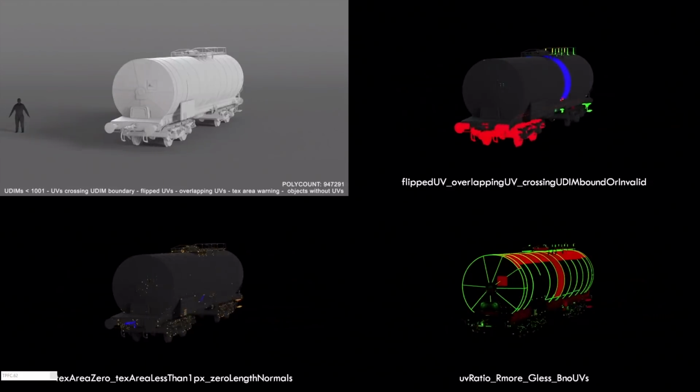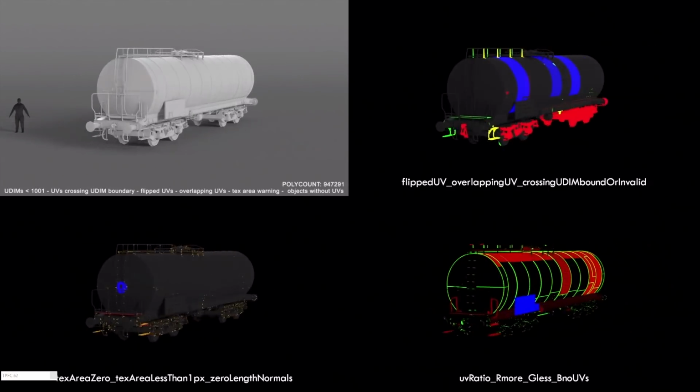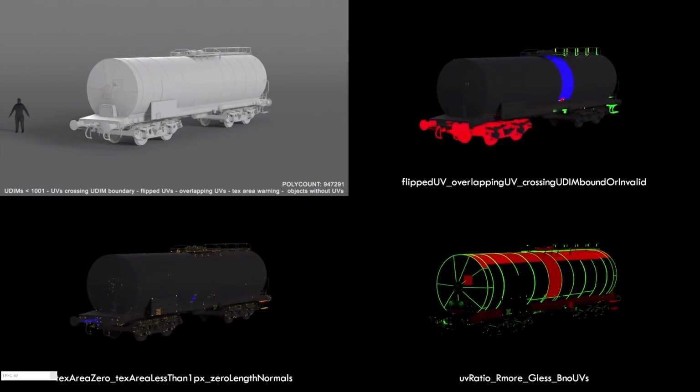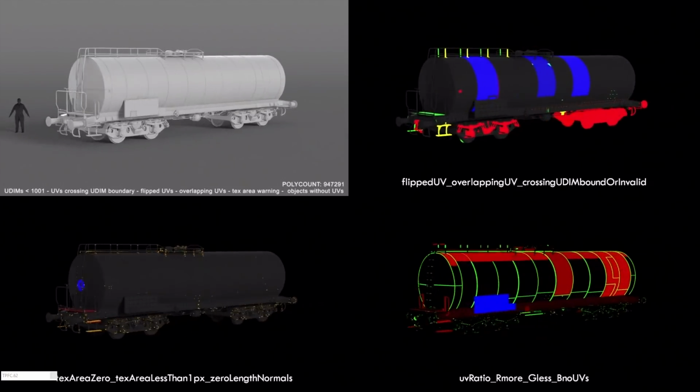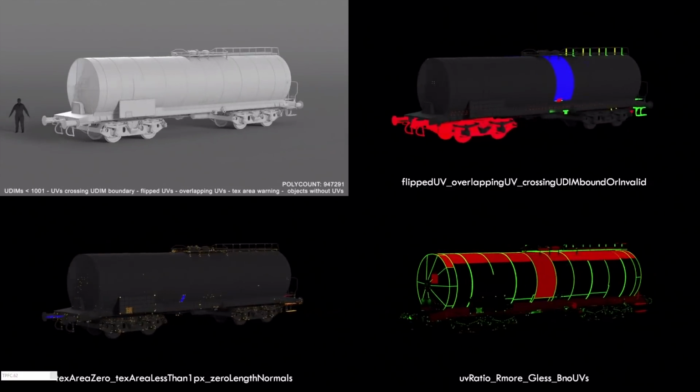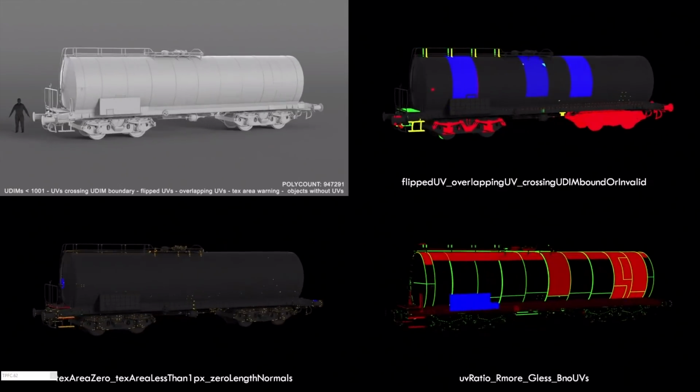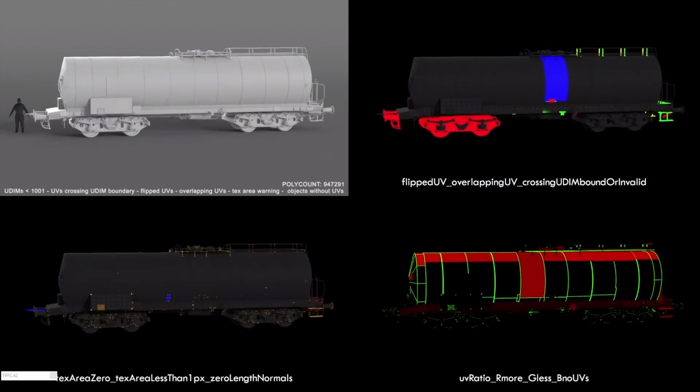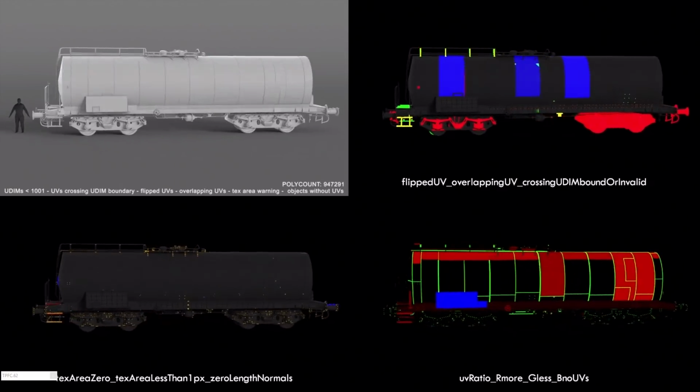So basically, on the upper right, you see in the red channel, it's flipped UVs. In the green channel, it's overlapping UVs. And in the blue channel, it's shells that are crossing UDIM boundaries or have invalid UDIM numbers, like what I just said, the negative UVs.